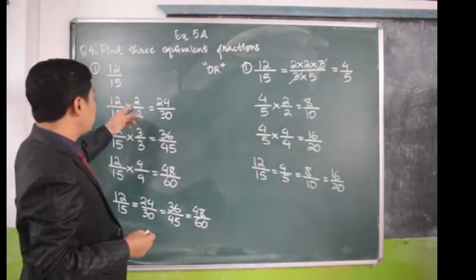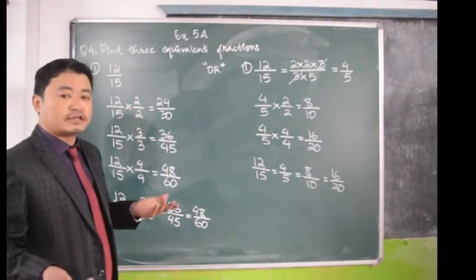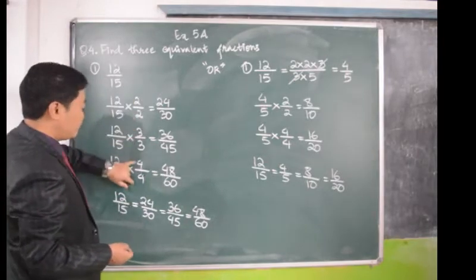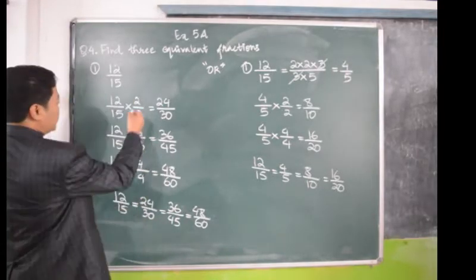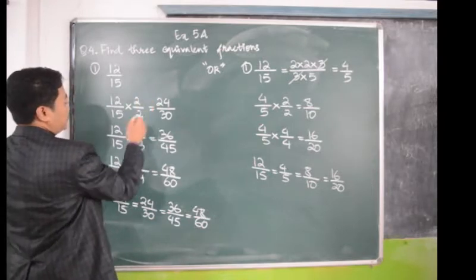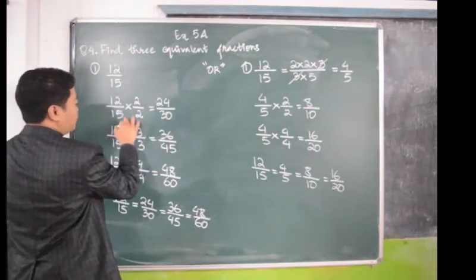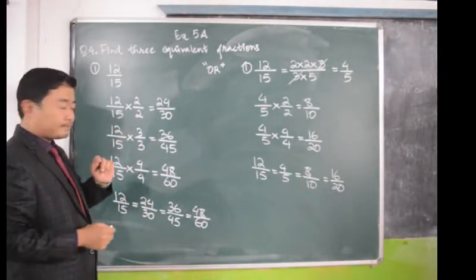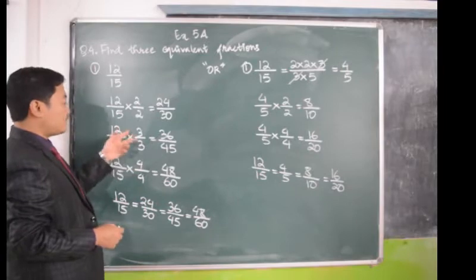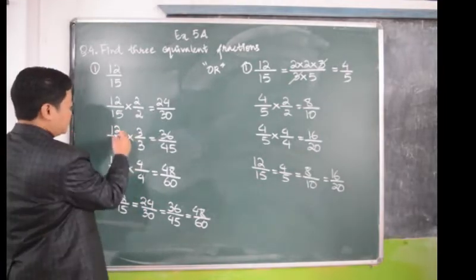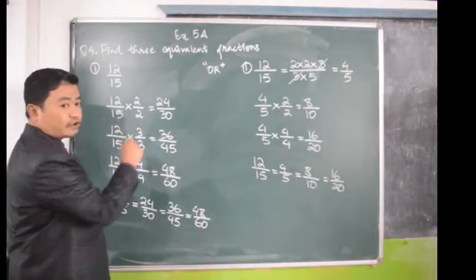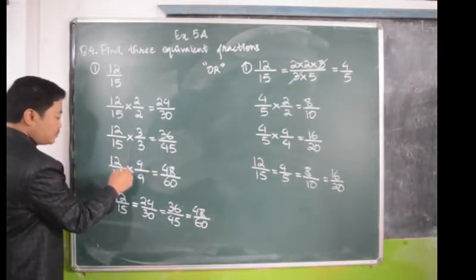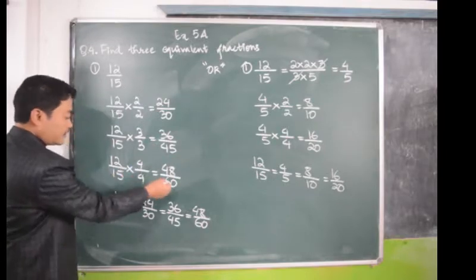What I'm doing here is I've taken smaller numbers. Smaller the number, easier to handle, isn't it? So I've taken 2 by 2, 3 by 3 and 4 by 4. If you multiply numerator and denominator by 2, 12 times 2 is 24, 15 times 2 is 30. You got one of the fractions, 24 by 30. Similarly, I have taken 3 by 3: 12 times 3 is 36, 15 times 3 is 45. On the third one, I have taken 4 by 4: 12 into 4 is 48, and 15 into 4 is 60.